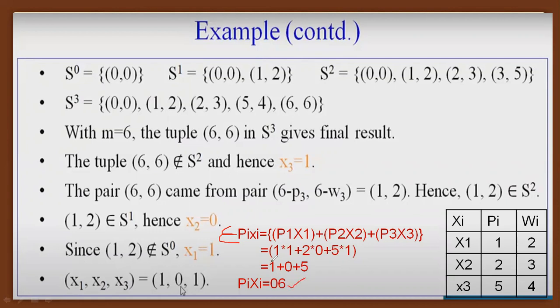So that means the maximum profit you can gain is 6. If you arrange or select the items in such a manner, you will get the maximum profit. So this is the final answer. Okay.